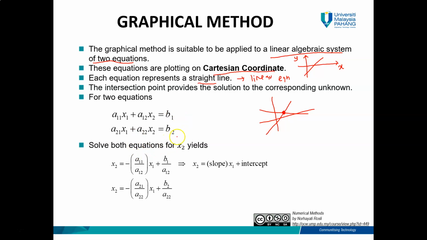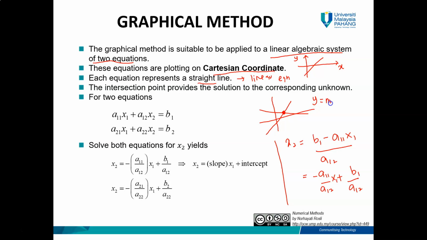We can solve this by making, for example, x2 the subject. So in this case, we can write this equation. For the first one, we have x2 equal to (b1 minus a11 x1) divided by a12. When we rearrange this, we get negative a11 divided by a12 times x1, plus b1 divided by a12.